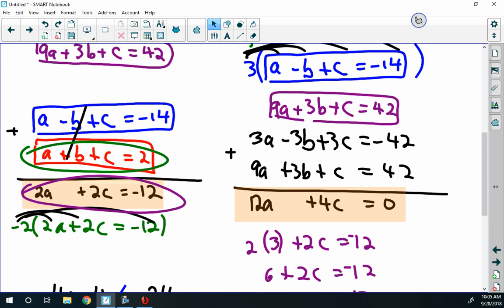I could have taken the equation a minus b plus c equals negative 14. Yep. There's a lot more than one way to do this, by all means. Yeah, there's so many different routes you could have taken on this. So you had a different way to get b earlier on. Yeah, you could do that.